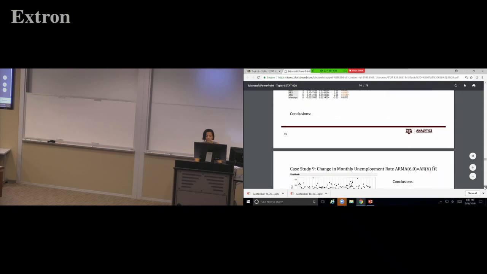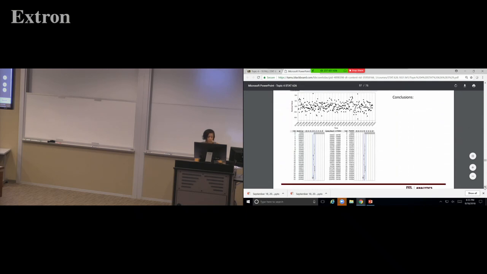Still, take a look at the residuals. The residuals appear to be white noise, right? So the residuals appearing to be white noise lead us to this idea that we might have a valid model.